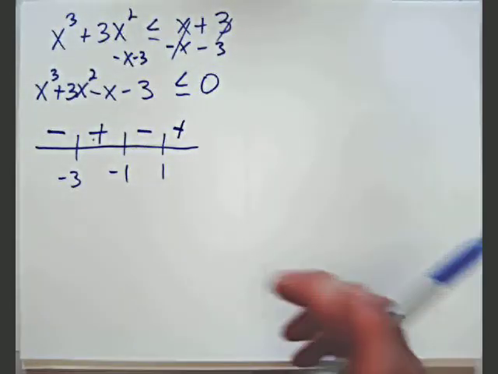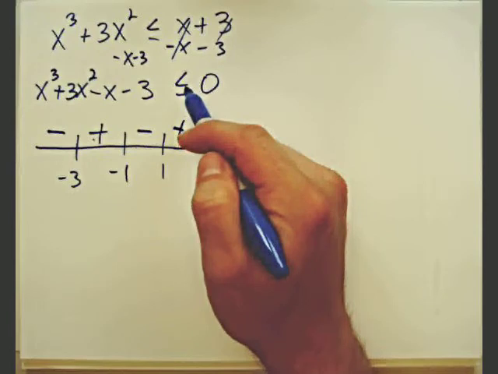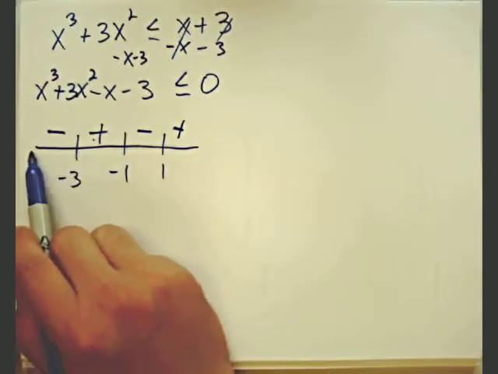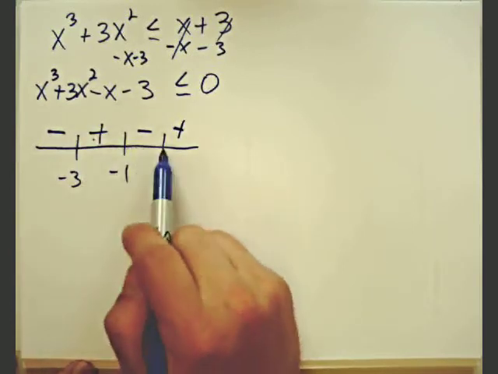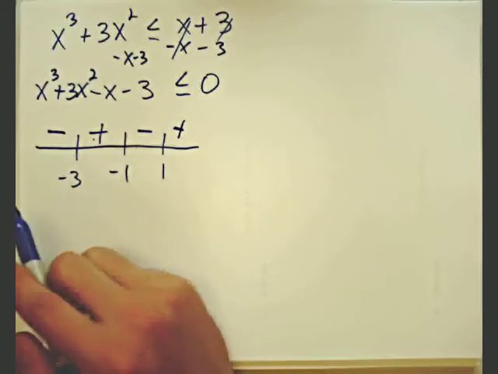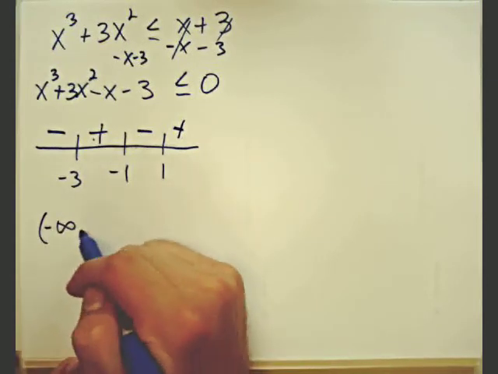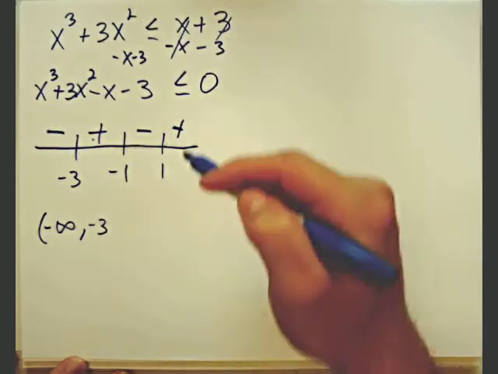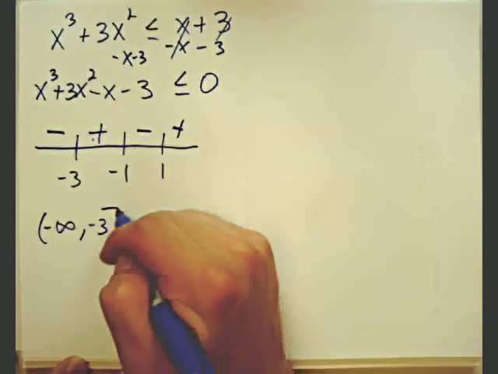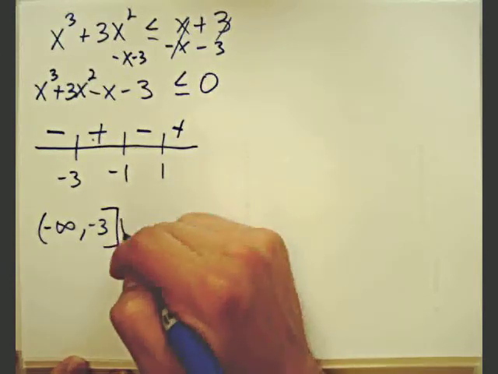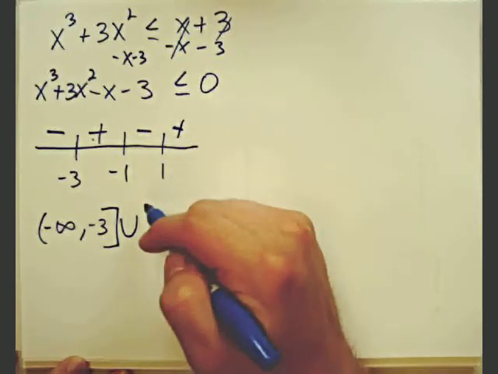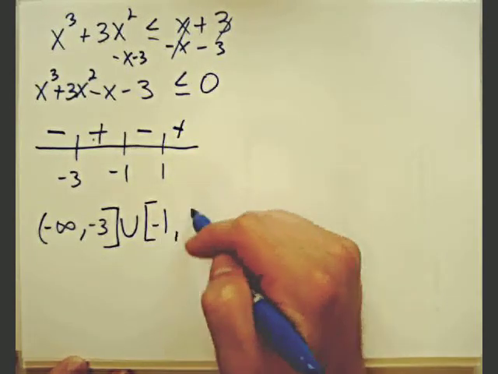Looking at our inequality, we're wanting the graph to be less than or equal to 0, and so that would be less than -3, we were negative, and between -1 and 1, we were negative. So writing our intervals, less than -3, negative infinity to -3, and we have less than or equal to, and so we'll use a bracket because of the equals. Union, between -1 and 1, we were negative, so bracket -1 to 1.